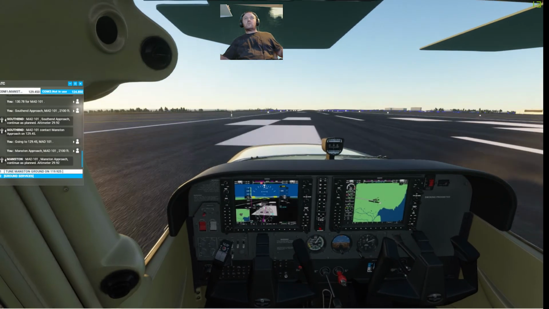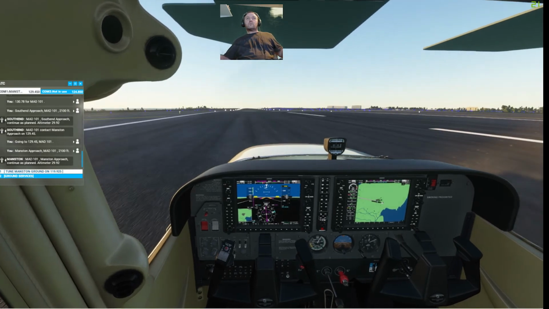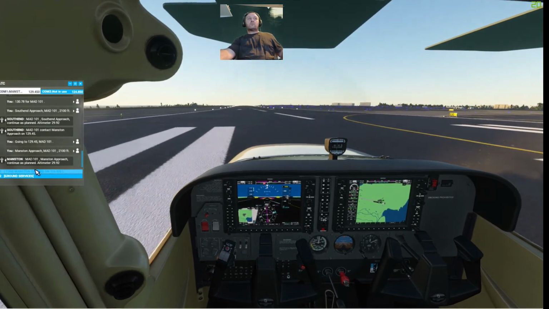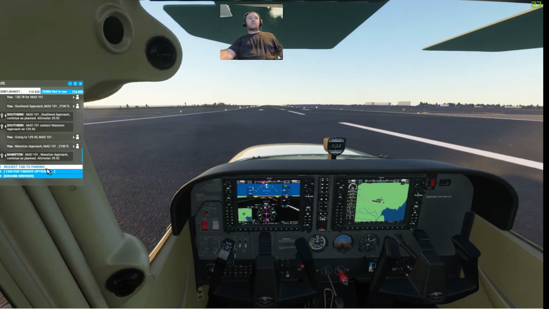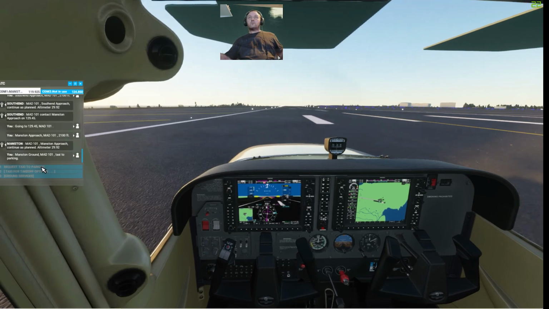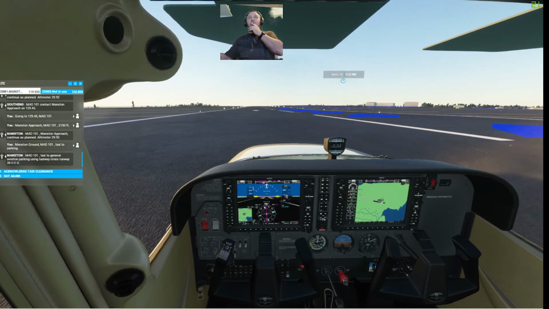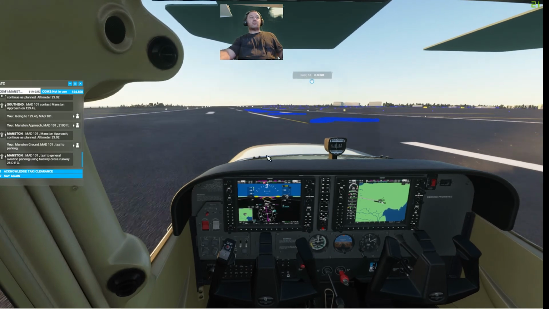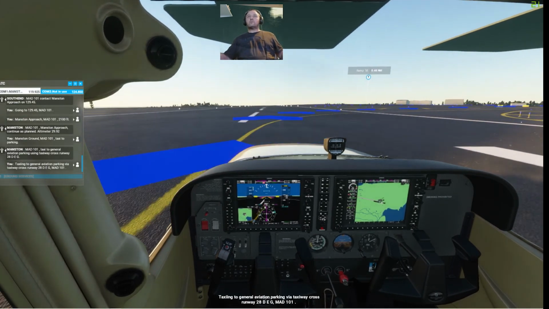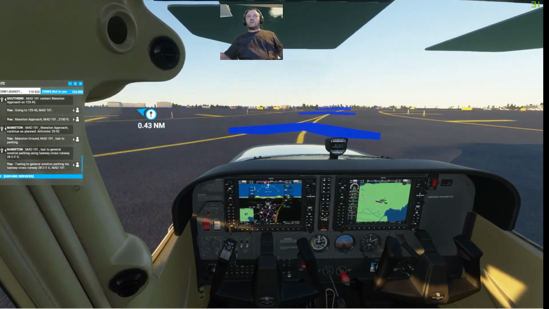Transporter from dispatch. Go to the parking to unload goods. Manston ground, Matt 101, taxi to parking. Matt 101, taxi to general aviation parking using taxiway cross runway 28, Delta Echo Golf. Okay, cool. Let's acknowledge that. Taxiing to general aviation parking via taxiway cross runway 28, Delta Echo Golf, Matt 101.